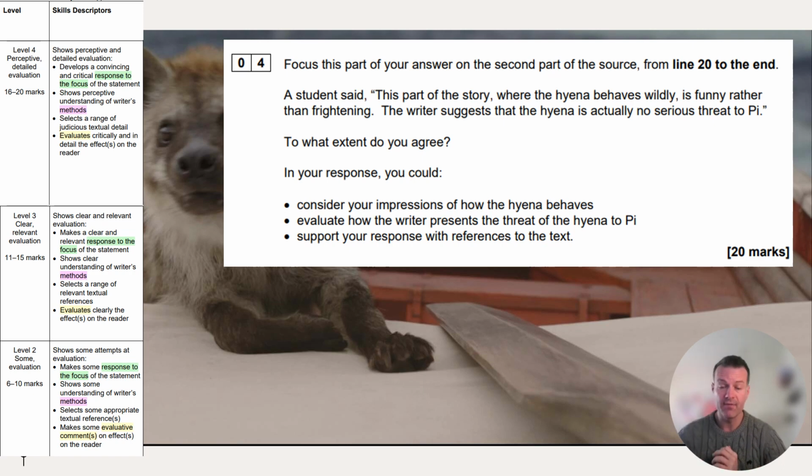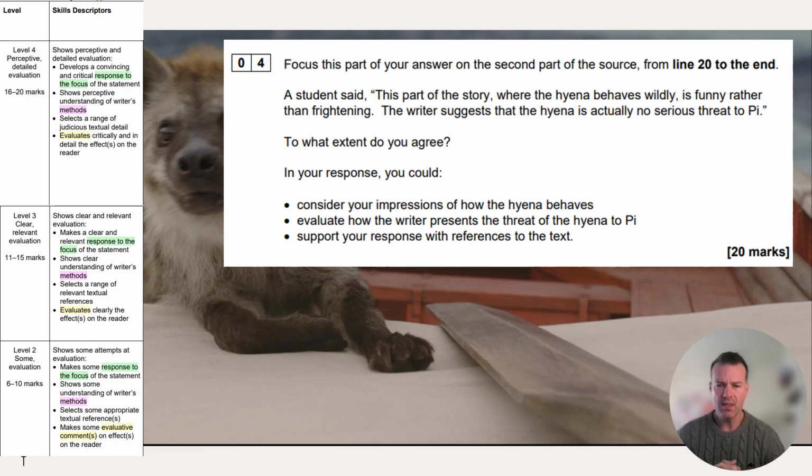The statement here is as follows. A student said, "This part of the story where the hyena behaves wildly is funny rather than frightening. The writer suggests that the hyena is actually no serious threat to Pi." To what extent do you agree? In your response, you could consider your impressions of how the hyena behaves, evaluate how the writer presents the threat of the hyena to Pi, and support your response with references to the text.